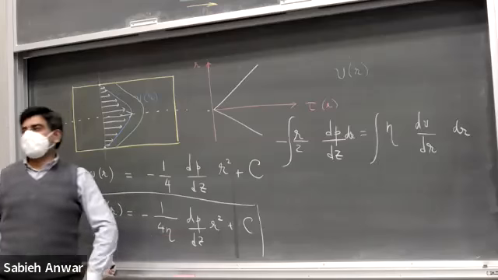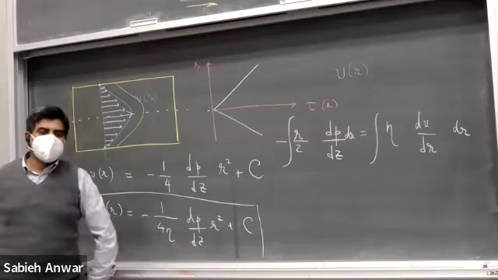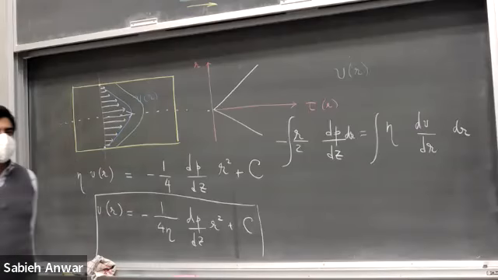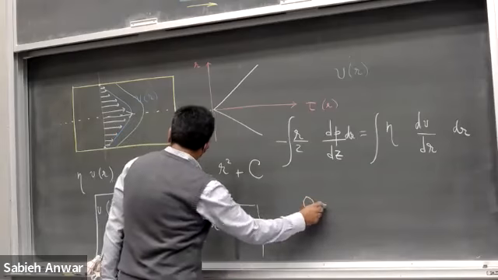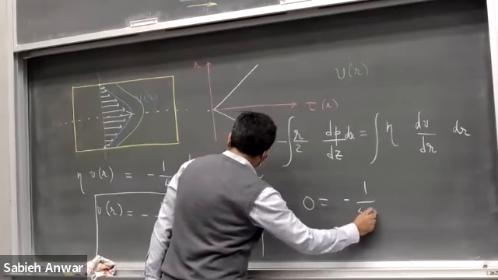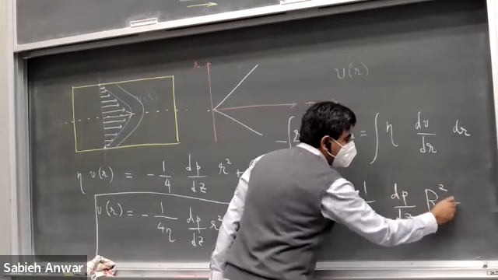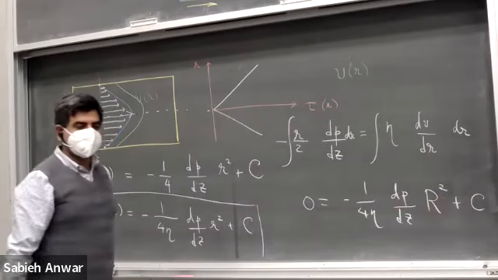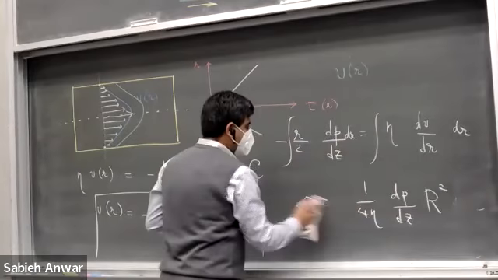How can we find this constant of integration? I hope this is not your first encounter with a differential equation. Exactly. So what is that condition? So 0 equals minus 1 over 4 eta dp by dz capital R square plus c. So far, so good. So this becomes positive. This is my C.